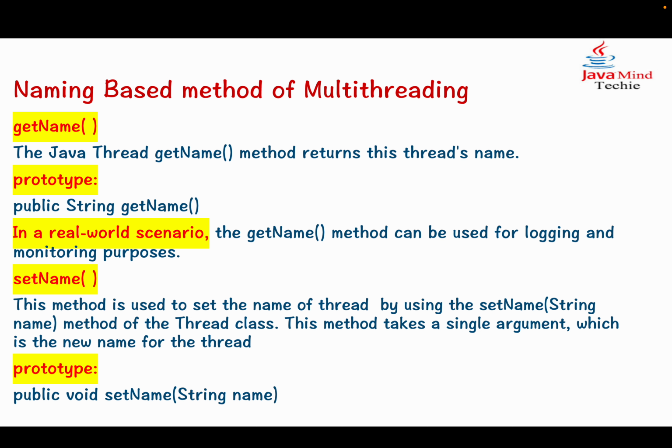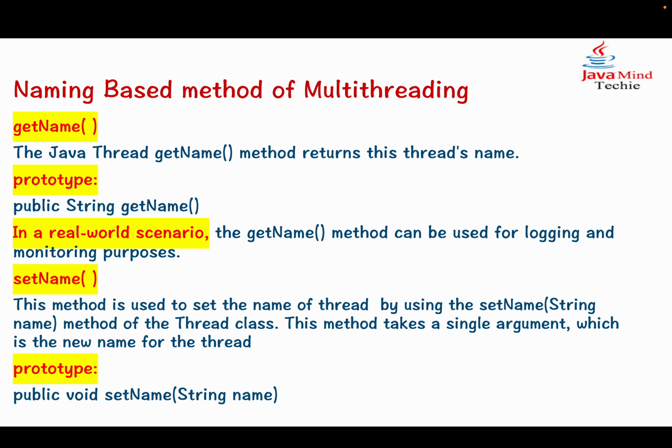So in real time, what is the scenario for this? The getName method can be used for logging and monitoring purposes, because for logging and monitoring you need to find out which thread is working, which thread is invoking it, what is the name of this thread. That's why you can see here, for logging and monitoring purposes we may use this getName method to find the thread name.